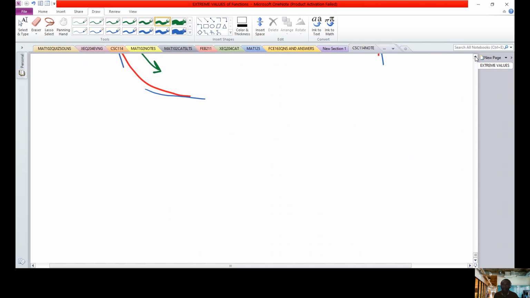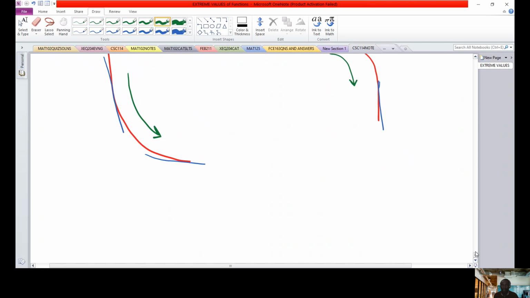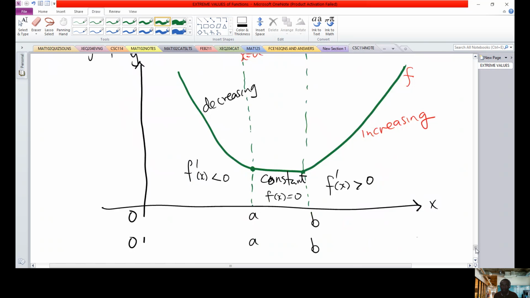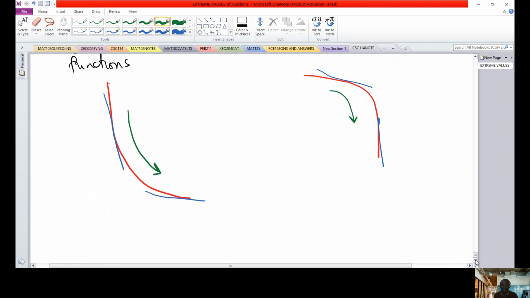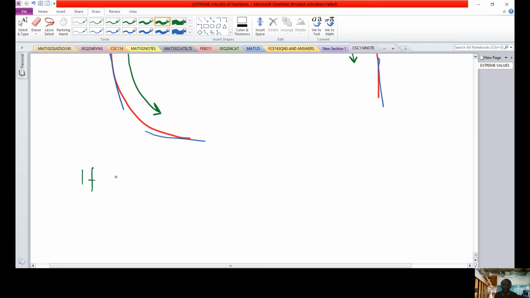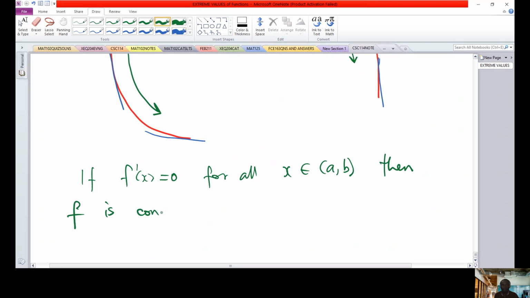And then remember number 3 for this part here: if f prime of x equals 0 for all x in this open interval, then f is constant on this interval AB.